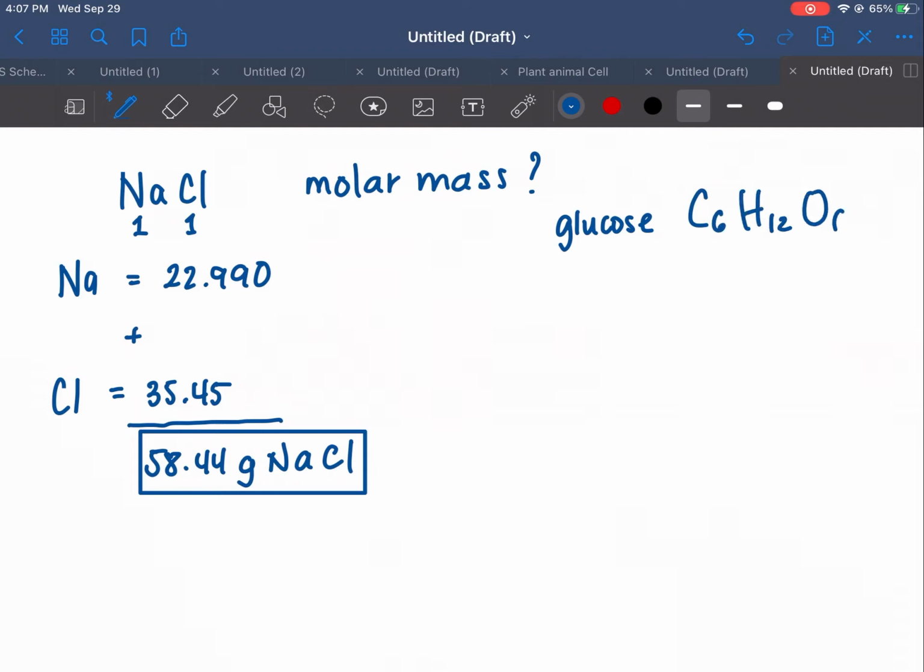Let's try glucose. Glucose is C6H12O6. The first thing I need you to do is write down your elements. I have carbon, I have hydrogen, and I have oxygen. And let's write how many of each we have, because that will affect your molar mass. I have 6 carbons, 12 hydrogens, and 6 oxygens. Now, the next thing we do is look at the periodic table and find their masses. Let's look at carbon. Carbon in the periodic table is 12.01. I think that's right. Hydrogen is 1.008, and oxygen is 15.999.